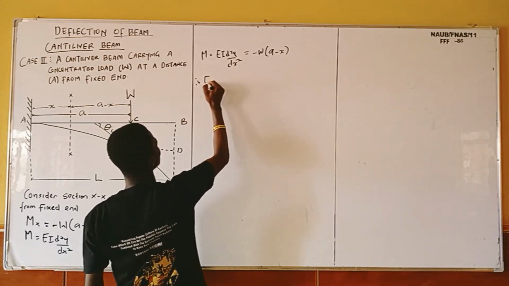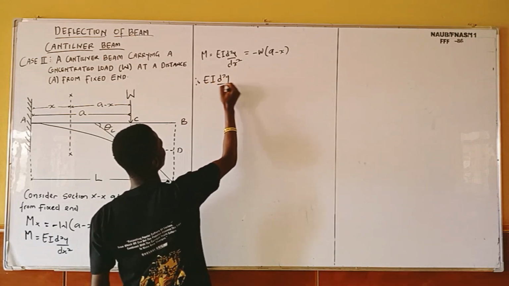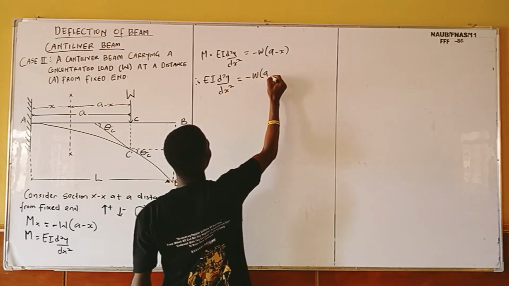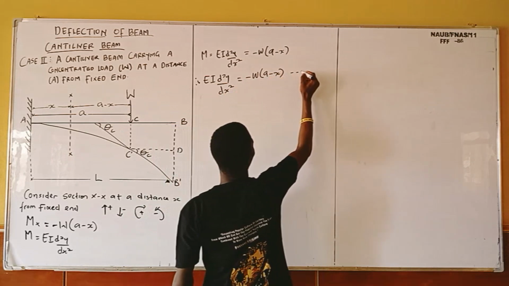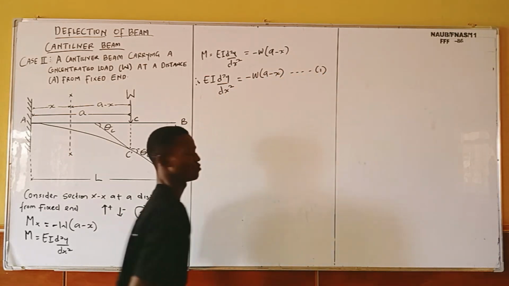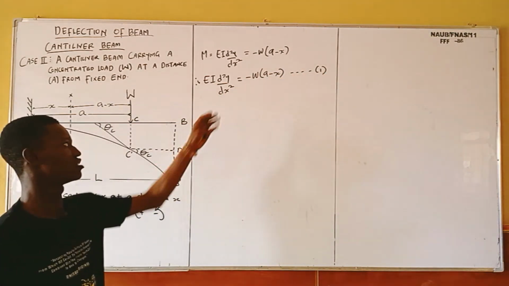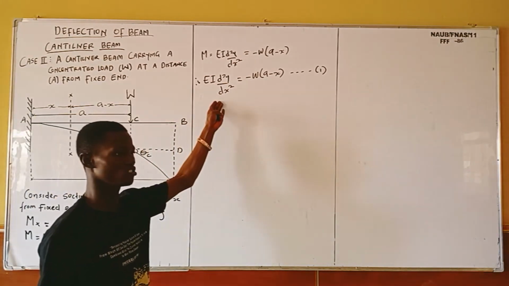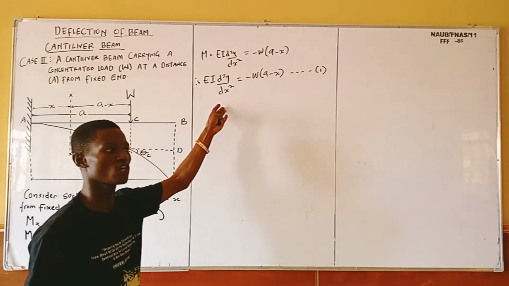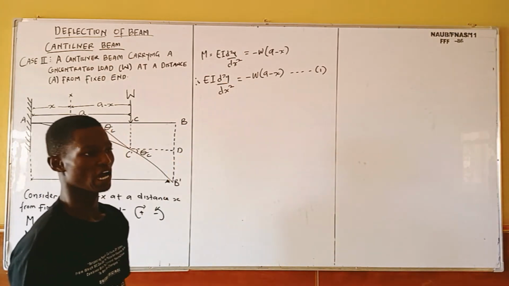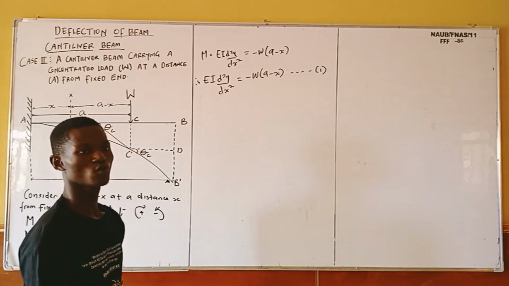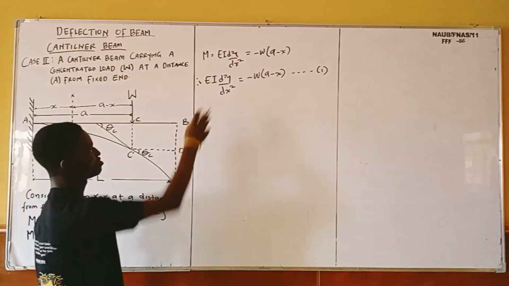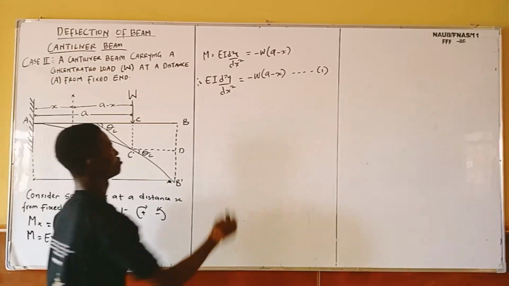Therefore, EI d²y over dx² equals minus W(A minus X), and let me label this Equation 1. I hope you understand how we get to this point. The next thing for us to do is to integrate this equation. When we integrate this equation, we are going to have our equation for slope, and we are going to use that one to derive the maximum slope at this point where the load is placed. So integrating this equation with respect to X, we are going to have what?